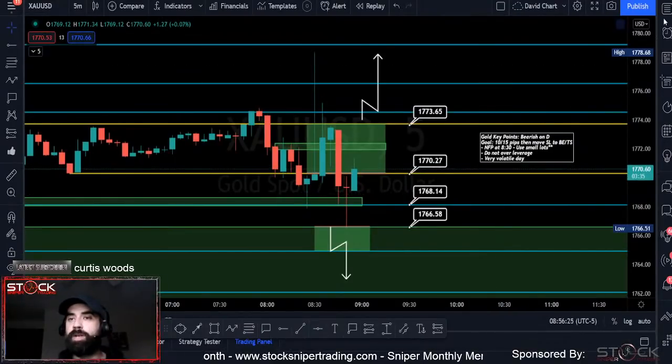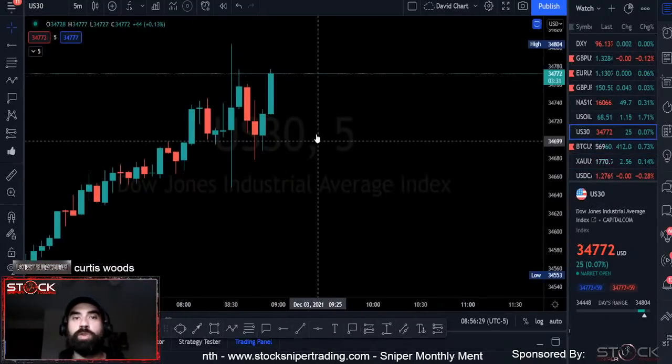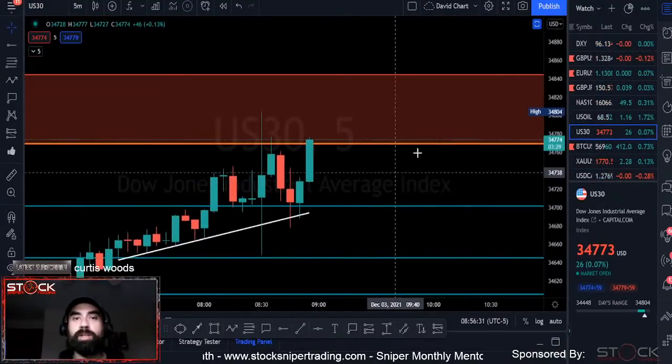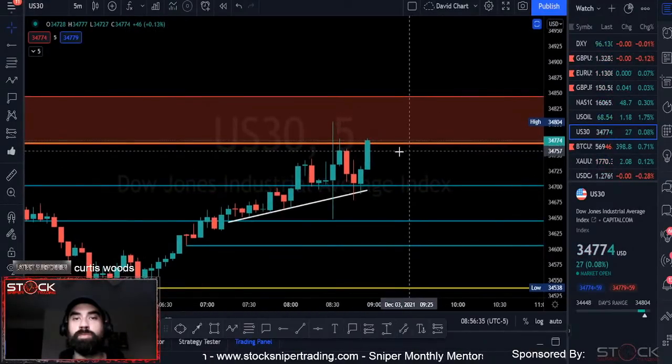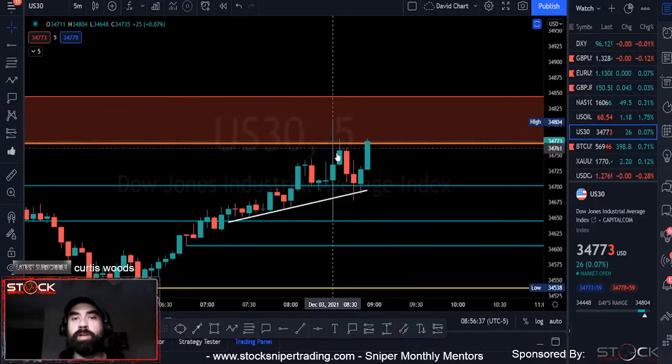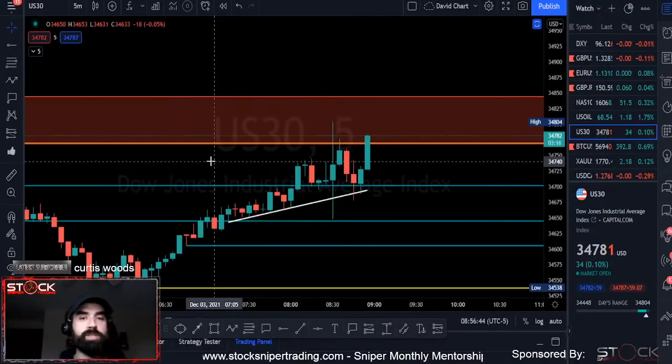Okay, indecision right now. So let's check out US 30, guys. US 30 is still rising, okay? Still rising. Okay, looking to fill this overall wick right here. Let's see if we're going to get a nice double bottom forming. You can see it's forming on the 15-minute.